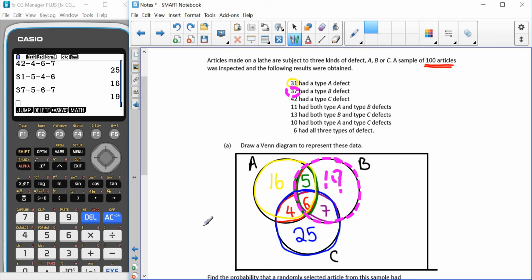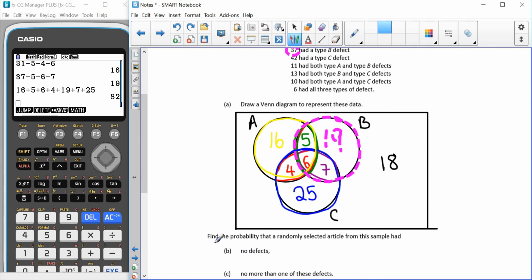Now, if we have a look at those numbers, we have 16 and 5 and 6 and 4 and 19 and 7 and 25, and we can check we've got them all because we've got 1, 2, 3, 4, 5, 6, 7 sections, and we have 1, 2, 3, 4, 5, 6, 7 numbers, and they add up to give us 82. But remember, at the beginning we were told that we had 100 articles, which means that the leftovers have to go here. So that's 18 items that don't have a type A, a type B or a type C defect.